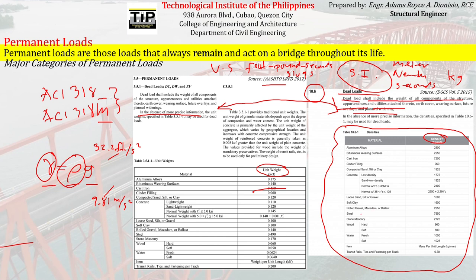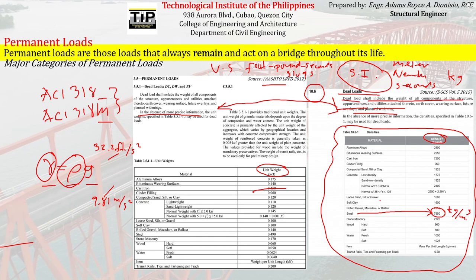Okay? So yung steel niya dito, naka-specify siya as 7850. And what is that 7850? That is 7850 kilogram per cubic meter. Okay? So, yan yung ibig sabihin nung nasa table natin na to. So, those are the particular code provisions pertaining to dead loads, pertaining to the computations of dead loads.